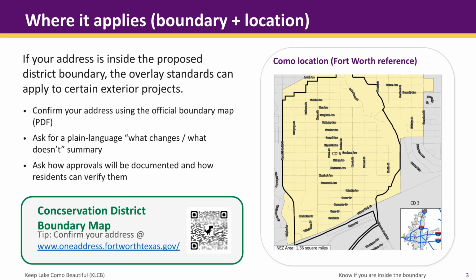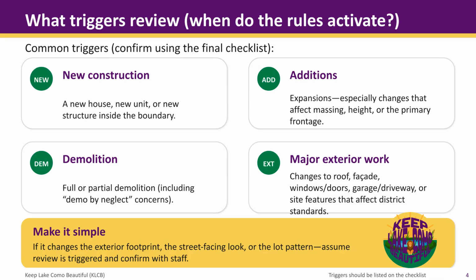You should confirm your address using the official boundary map and ask for a plain language summary of what changes and how approvals are documented. Review is triggered by new construction, additions, demolition, and major exterior work. This includes changes to the footprint, street-facing look, or lot pattern. Triggers should be simple and listed clearly on a final checklist for residents.